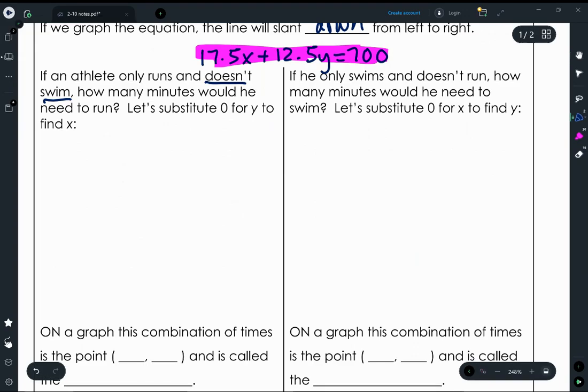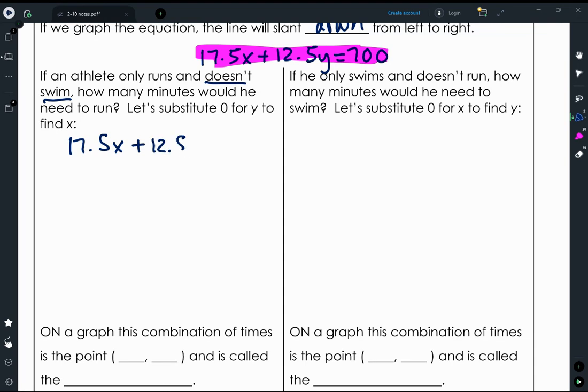Okay. So we want to substitute 0 for Y. So that means we're not swimming. So 17.5 times X plus 12.5 times 0, and this is going to equal 700. So then what that means, 12.5 times 0 is just 0. So we're going to end up with 17.5x equals 700. And we'd have to divide both sides by 17.5.